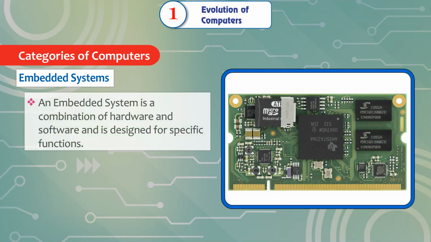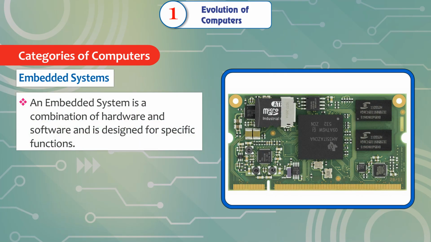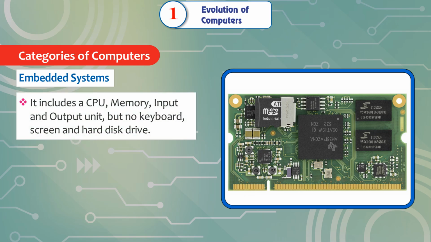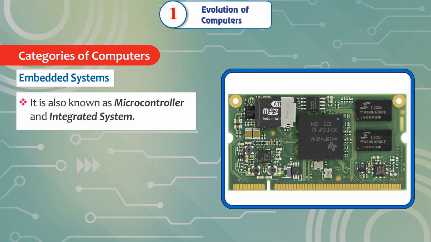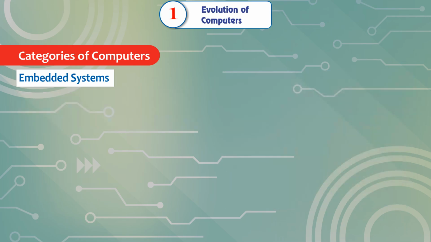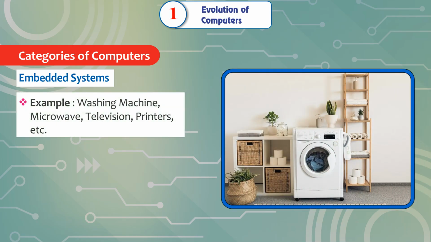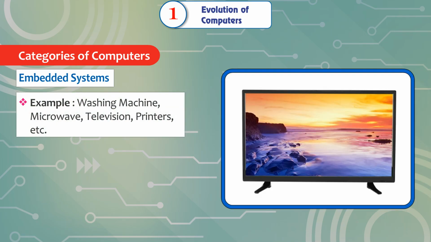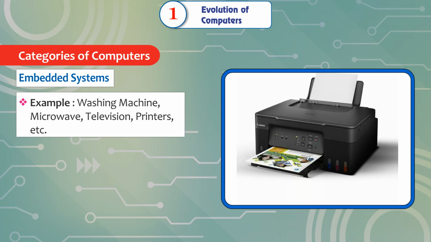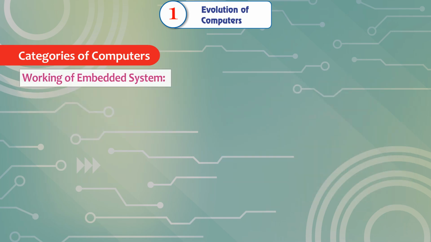Embedded systems. An embedded system is a combination of hardware and software and is designed for specific functions. It includes a CPU, memory, input and output unit, but no keyboard, screen and hard disk drive. It is also known as microcontroller and integrated system. Example: washing machine, microwave, television, printers, etc.